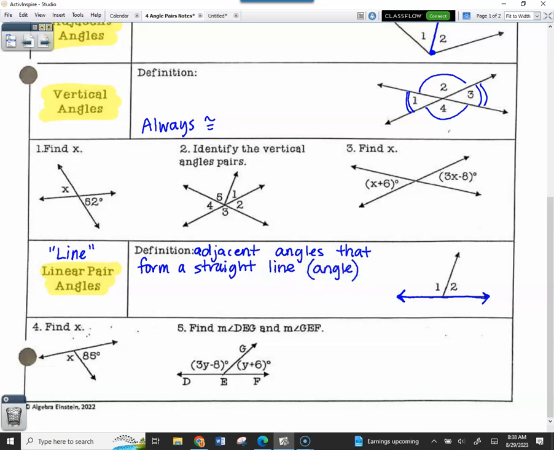Remember that day we talked about how this straight angle measures 180? That's coming into play right here. So for instance, in this picture over here, angle 1 plus angle 2 has to equal 180 degrees. That's the takeaway. That's what's going to get used every time there's a linear pair.